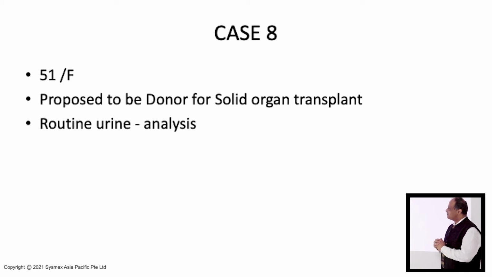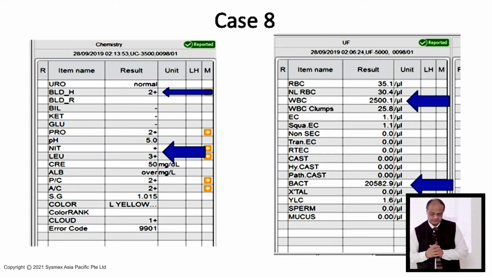She is a 51-year-old female. She was proposed to be a donor for a solid organ transplant. The routine urine analysis was performed on her. The urine analysis shows hematuria. She has got nitrite positive, has got leukocytes.